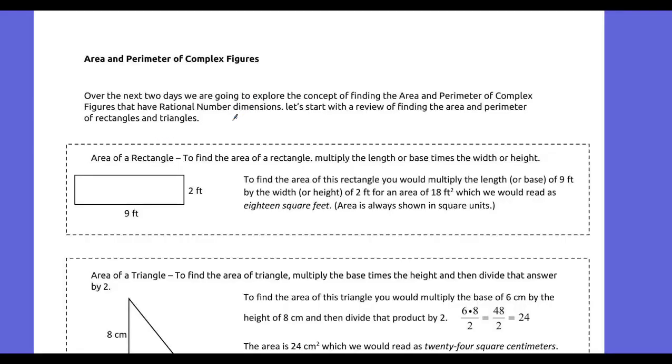So, area of a rectangle. When we want to find the area of a rectangle, we multiply the base times the height, or sometimes you'll hear it called the length times the width. Now, when we get that answer, so 9 times 2, this would be 18. When we get that answer, we always do it in square units.